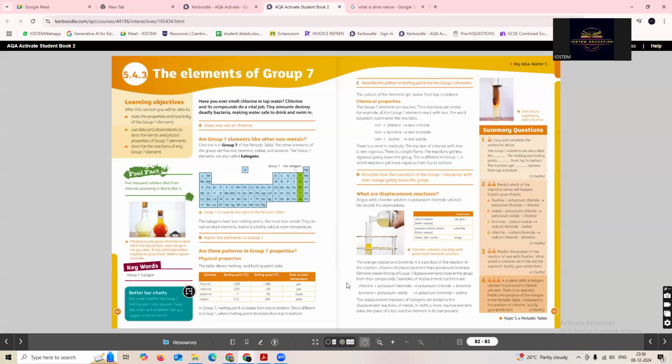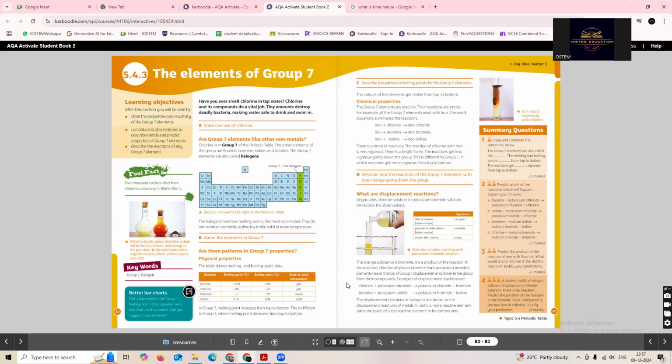One more thing I wanted to tell you here: the chemical properties. These are the physical properties, right? The chemical properties: group 7 elements are highly reactive. They are also very reactive, like group 1, and their reactions are also similar. But they do not react with water. They react with metals.